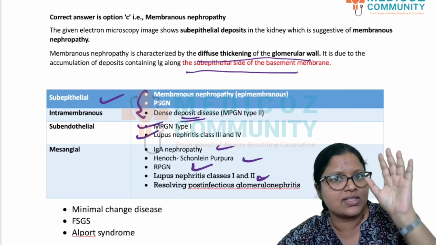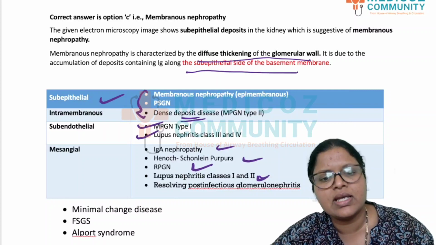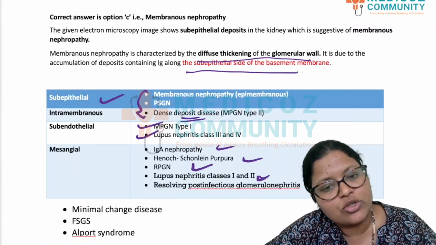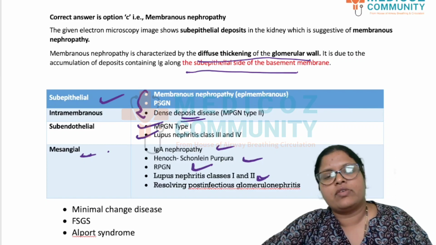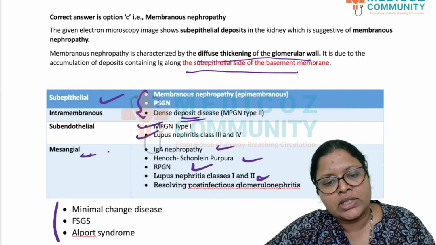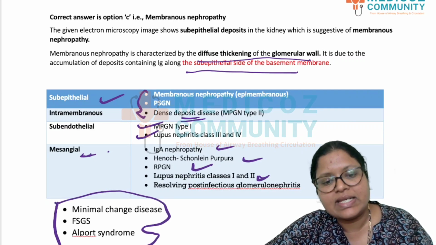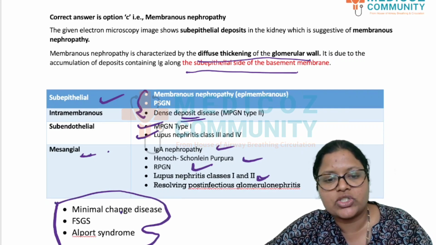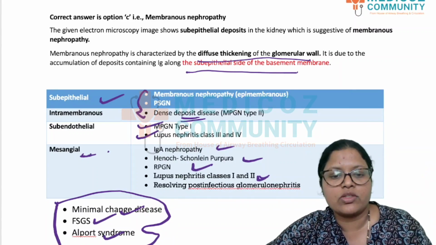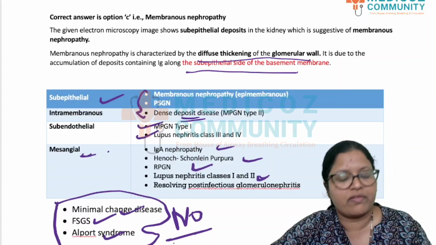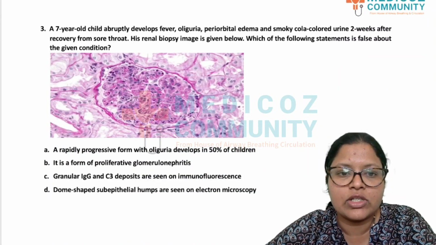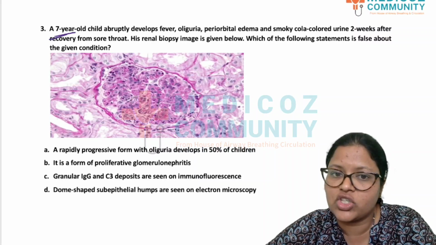Now PSGN is subepithelial, don't confuse yourself with this, but if they are asking about a resolving disease and they have shown something, it can also occur in mesangial. Okay, remember the basics first and then this point. Now why have we written these things separately? Now in these three, MCD or minimal change disease, FSGS and Alport, there are no deposits. Okay, so there are no deposits whatsoever. Clear? Now let's quickly move to the next question. Now this is a 7-year-old child, again a young child.